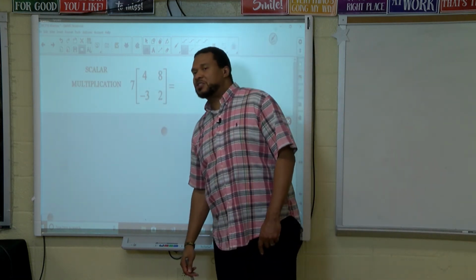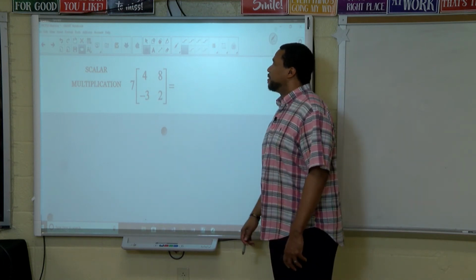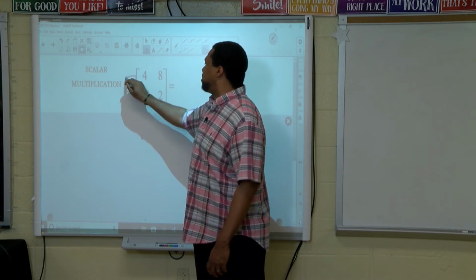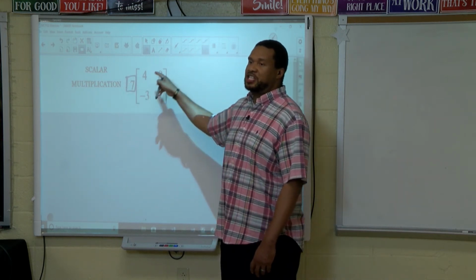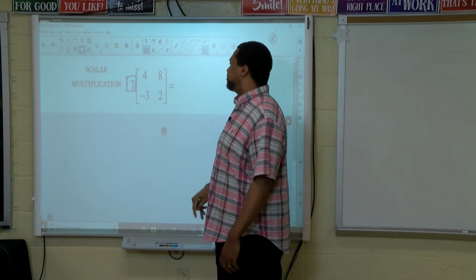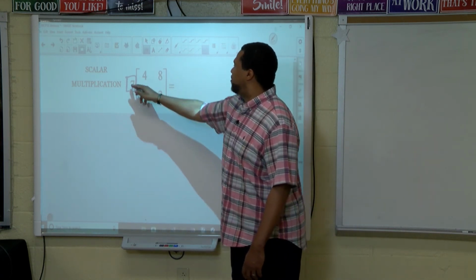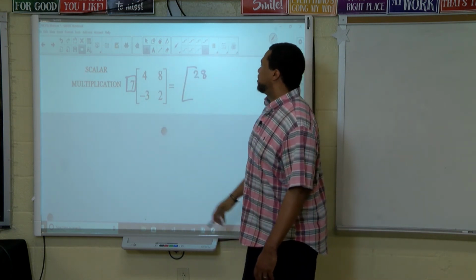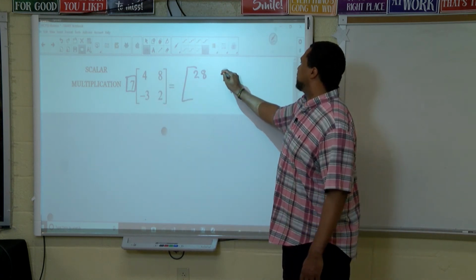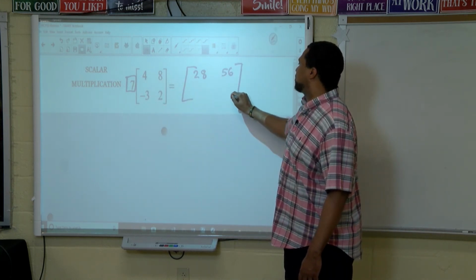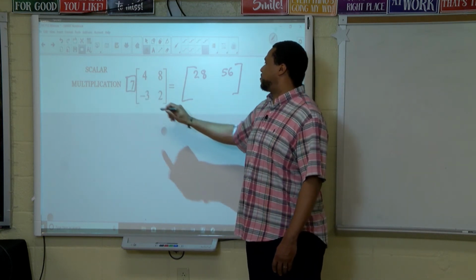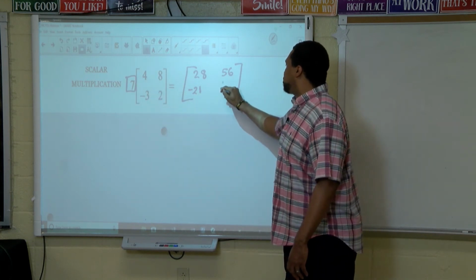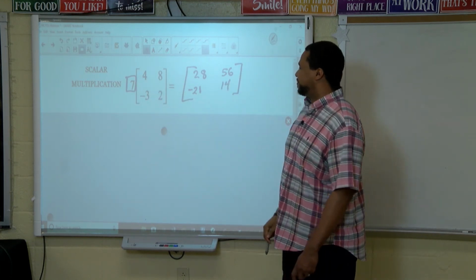We also have scalar multiplication. You have a scalar that you will multiply a matrix by. 7 is my scalar. We will multiply each entry in this matrix by 7. 7 times 4, 7 times 8, 56. 7 times negative 3, negative 21. And 7 times 2, 14.